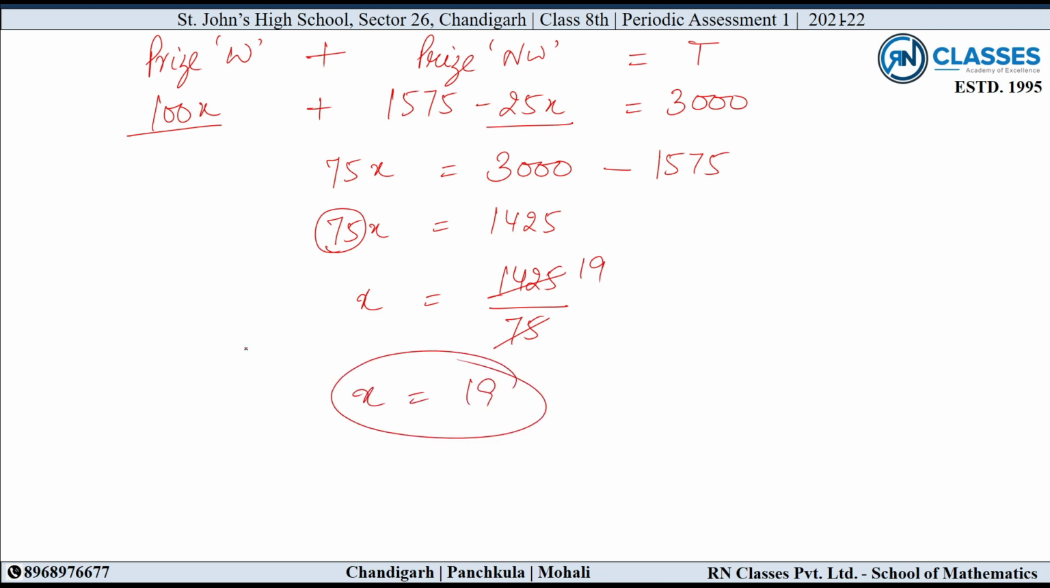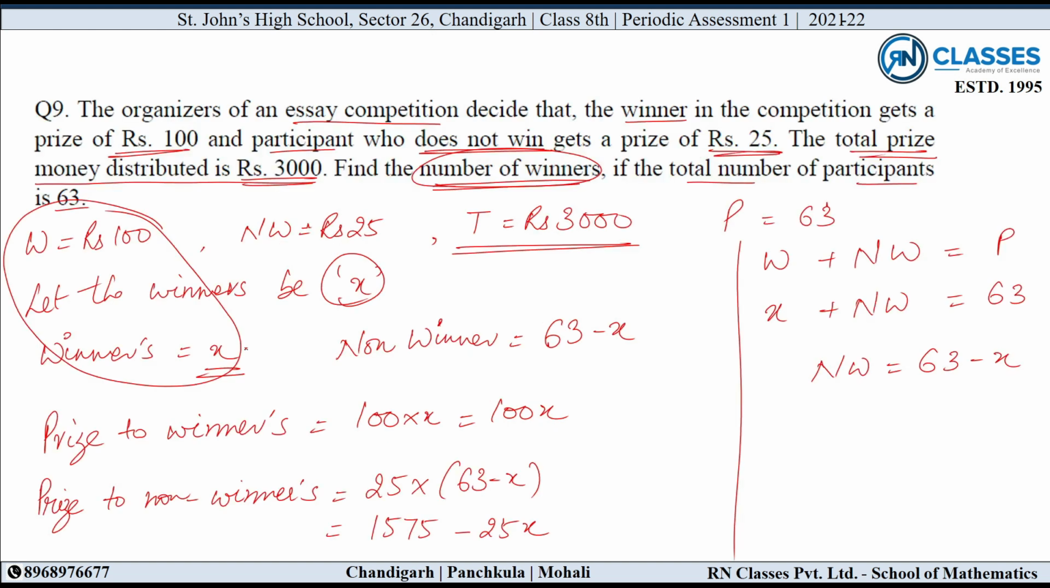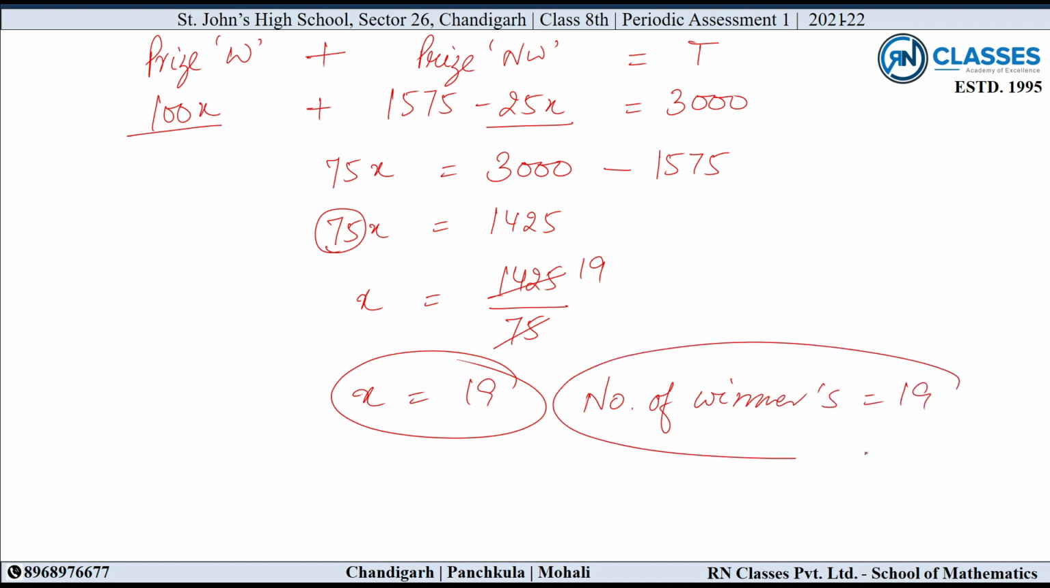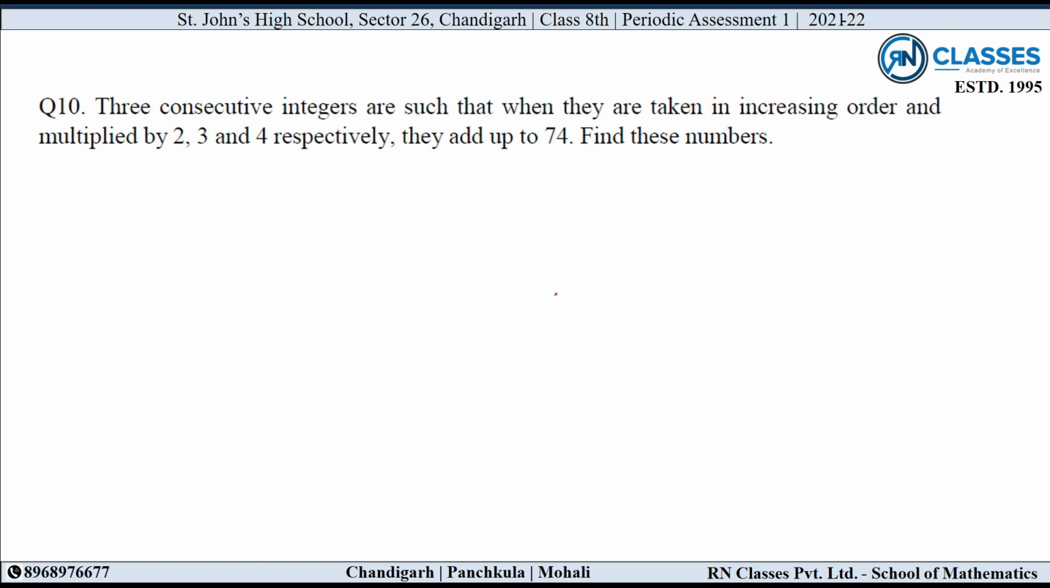Good. So what do we need? We need the number of winners. Winners are x. Oh, we got it. Number of winners is 19. So this much you have to write to get full 3 marks. Right? Moving on to the next one.